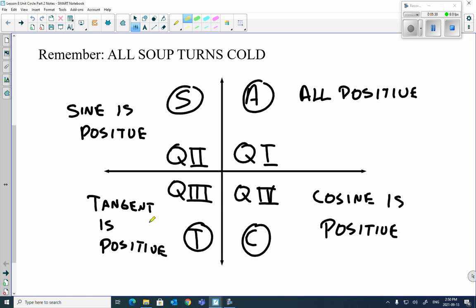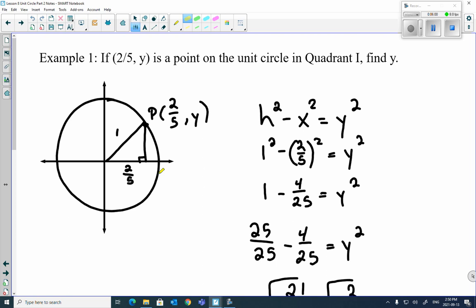Quadrant 3, the only one that's positive is tangent. Sine and cosine are both negative, and we know for tangent, which is y over x, a negative divided by a negative is a positive. So tangent's the only one positive in quadrant 3. And in 4, cosine is the only one that's positive. So this is just a quick way to remind you of which ones are positive, and if they're not positive, then they're negative.